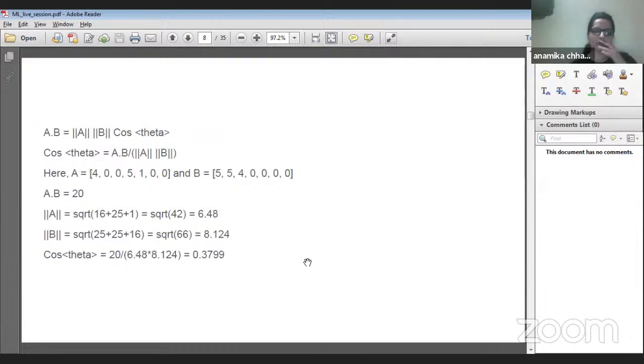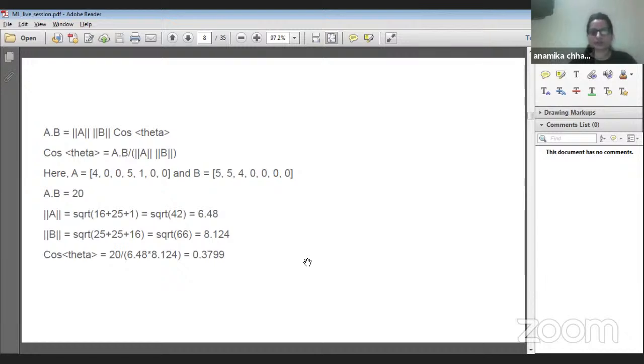If you remember from your basic mathematics classes, the dot product of two vectors, A dot B, is equal to the magnitude of A, the magnitude of B, multiplied by cos theta. Theta is the angle between A and B. This magnitude is also called L2 norm in machine learning. So in cosine similarity, we have to compute cos theta. You get the value here, that is A dot B divided by L2 norm of A into L2 norm of B.